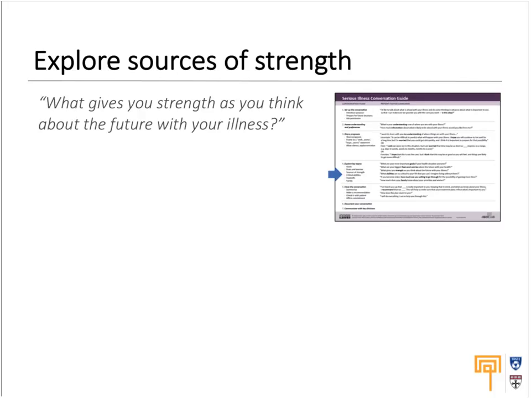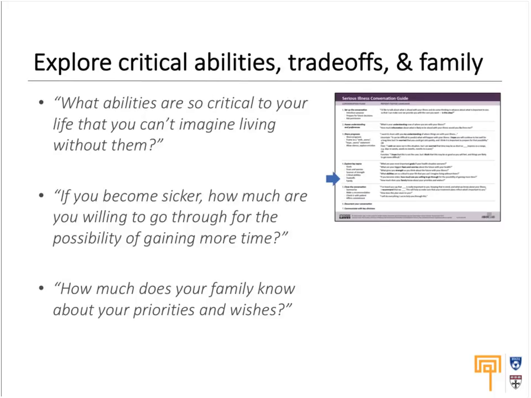So this question was added, and it really does allow patients to speak more to maybe it's faith, but maybe it's family or other things. So this is the question that often elicits that response for patients. The following question is about critical abilities, trade-offs, and sorry, these are the following 3 questions that wrap up the section. So the next one is, what abilities are so critical to your life that you can't imagine living without them? Next one is, if you become sicker, how much more are you willing to go through for the possibility of gaining more time? And then finally, how much does your family know about these priorities?